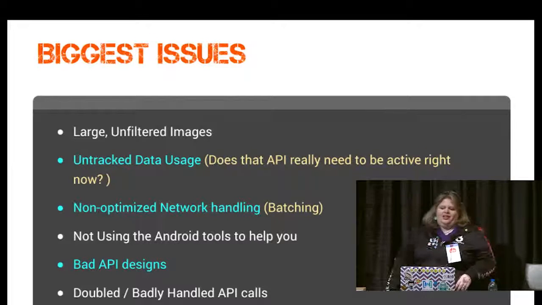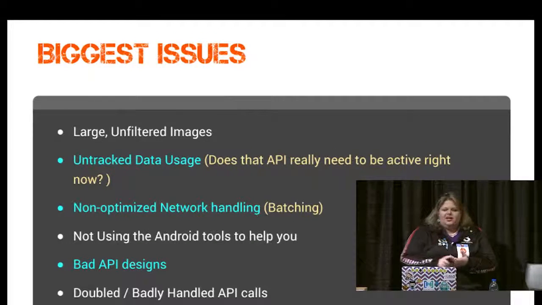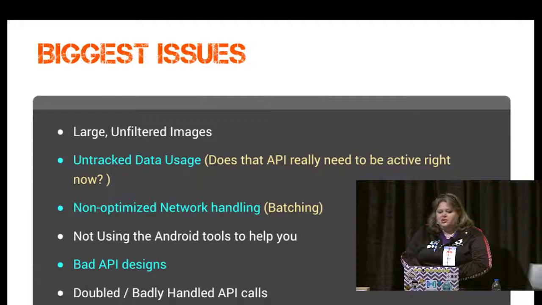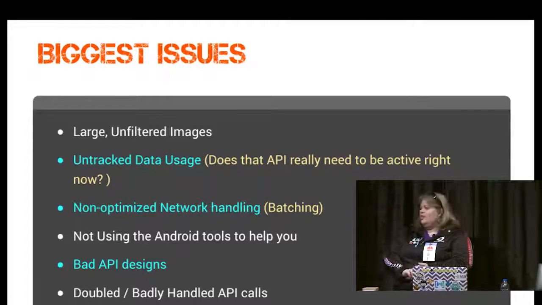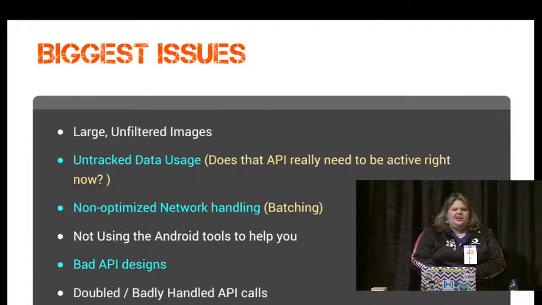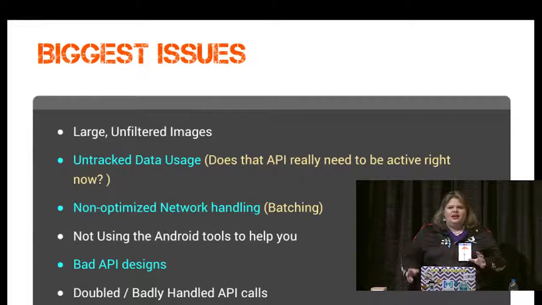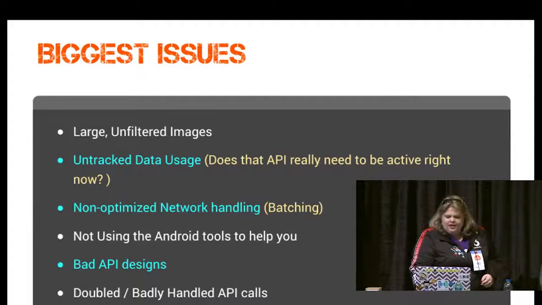And just bad API designs, not using the Android tools, and one that's pretty awful that I see fairly often: doubled API calls. Why do you need to try it twice? It's one of those things that can be hard to figure out if it's happening or not. So I'm going to show you how.